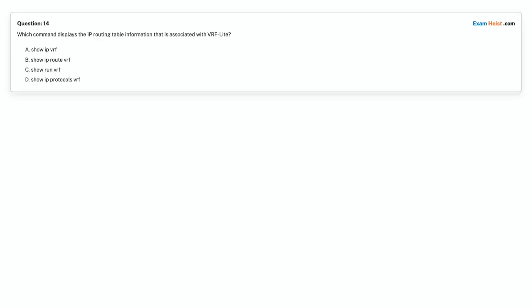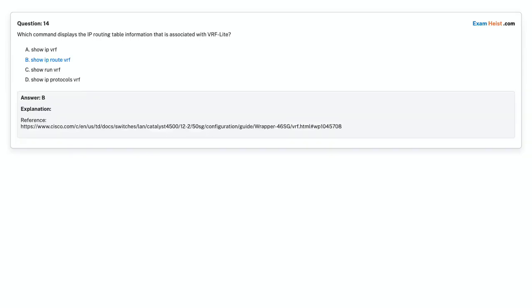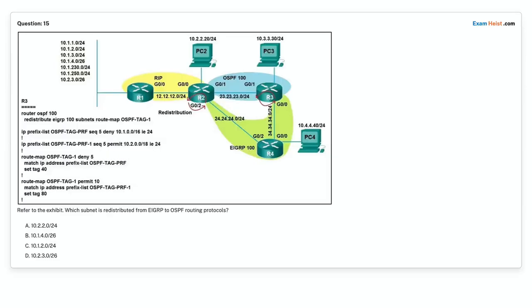Choose the correct answer. Correct answer is option B. show ip route vrf.